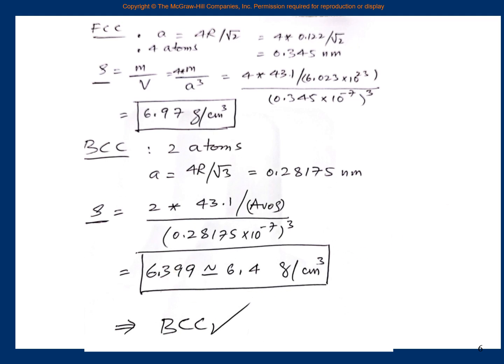If by chance you had selected BCC first, then you don't need to do FCC. You do just BCC and say that the density is exactly what is given. So the structure is BCC.